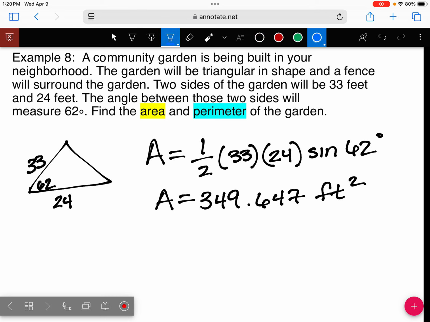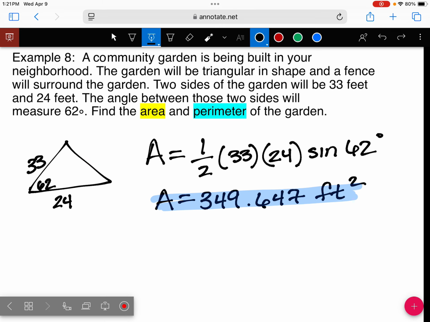All right, who remembers, how do you find the perimeter? You got to add up all the sides. Do we know all the sides, though? No, we don't know. It says 2 sides of the garden will be 33 and 24 feet. Right. So we don't know all 3 sides. So we need to find this. I'm going to call this X.